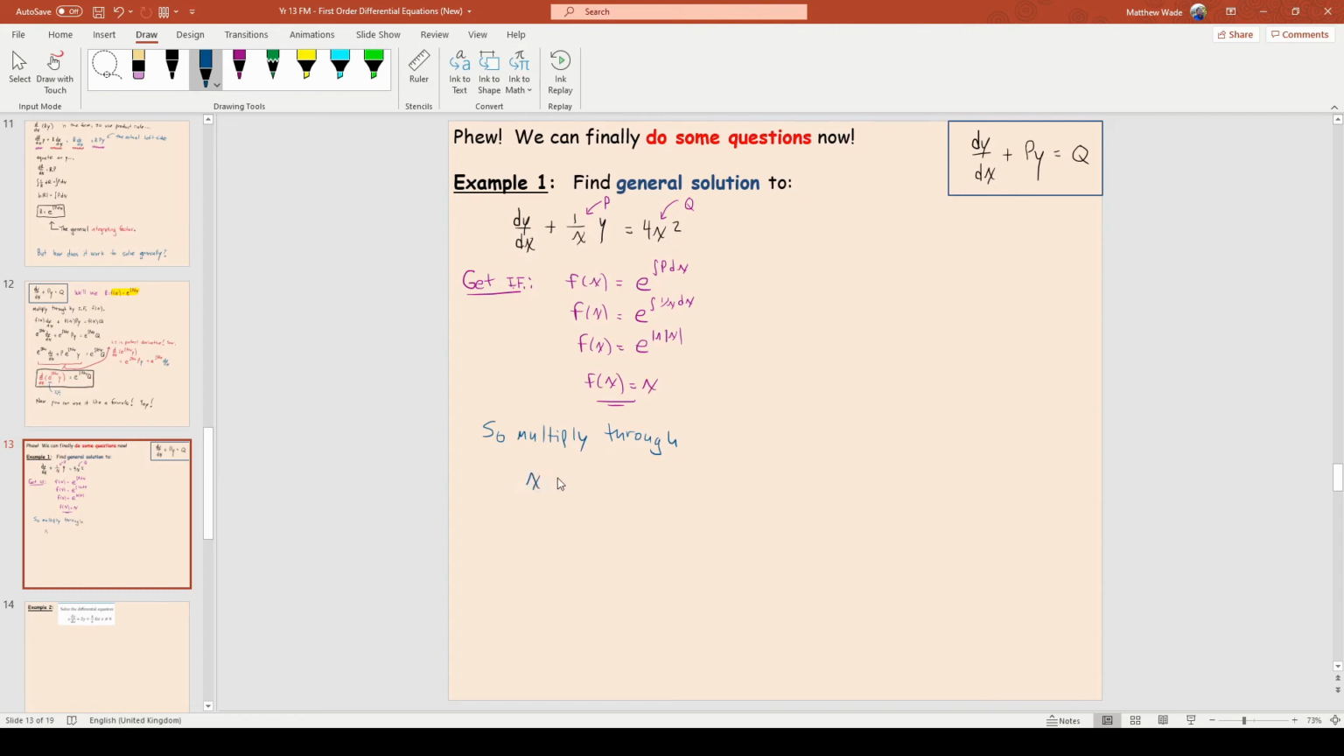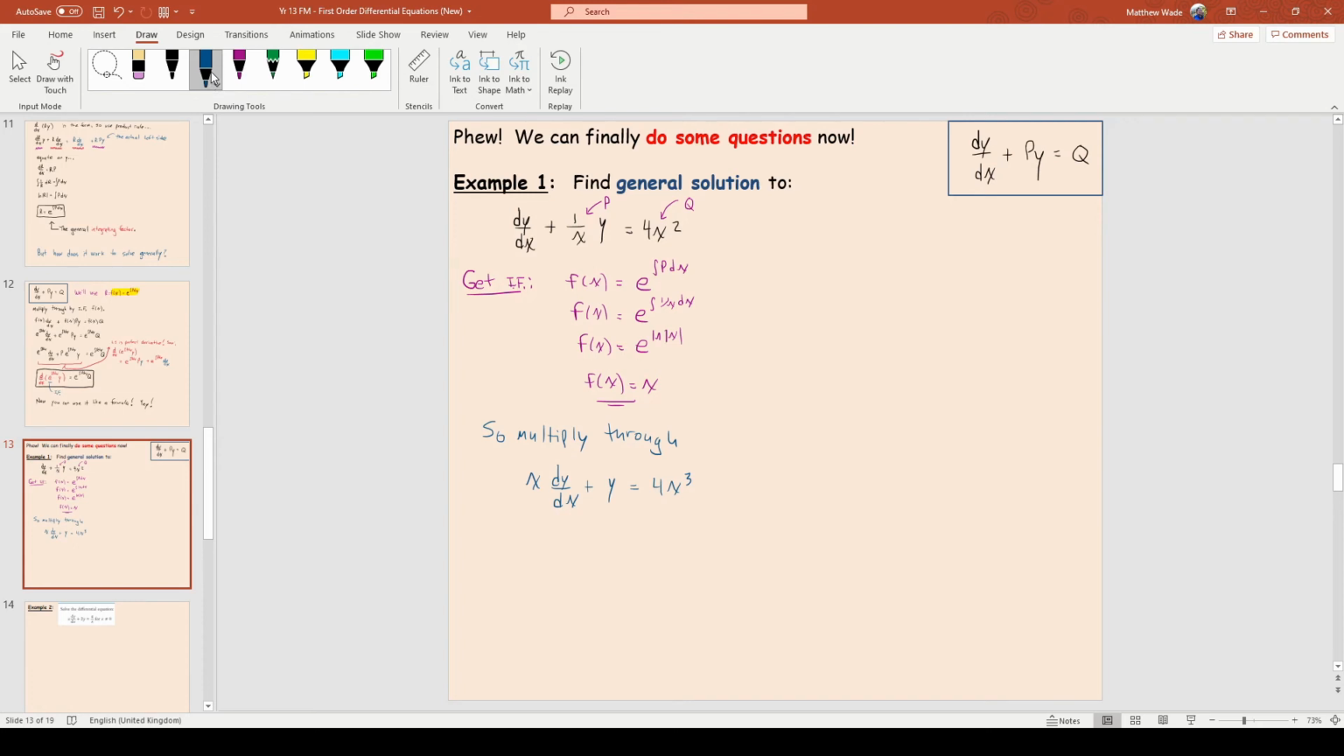Which means we're going to get x dy dx, multiplying through the original, plus y, equals 4x cubed. I ditched the integration constant here because there's going to be an integration constant later on, which will take care of it as well. So just if you're wondering why I ditched the integration constant. Now the second side here is guaranteed to be a perfect derivative, and here I'm going to do an extra step.